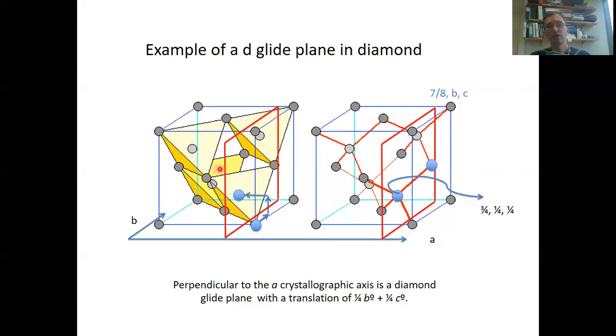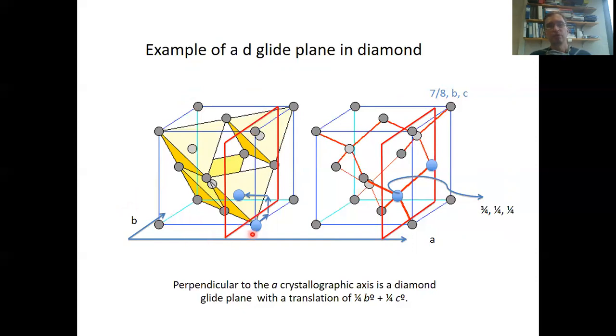All right, so where do we have our glide plane? You see that the glide plane is here. It sits at the position 7/8 BC. That means that we have to go 7/8 in fractional coordinates in A direction, and then the B and C coordinates are variable, defining the plane.